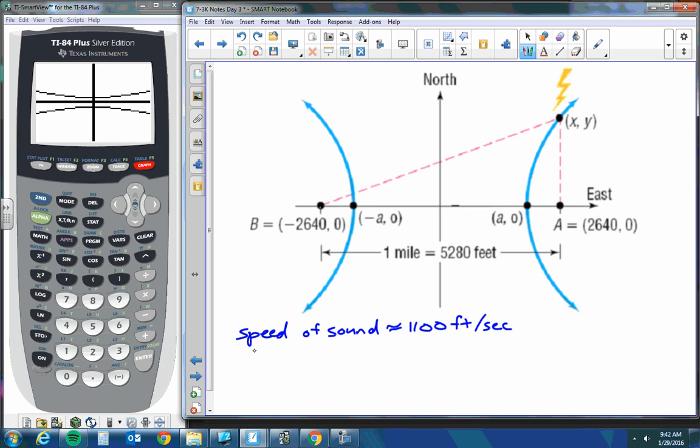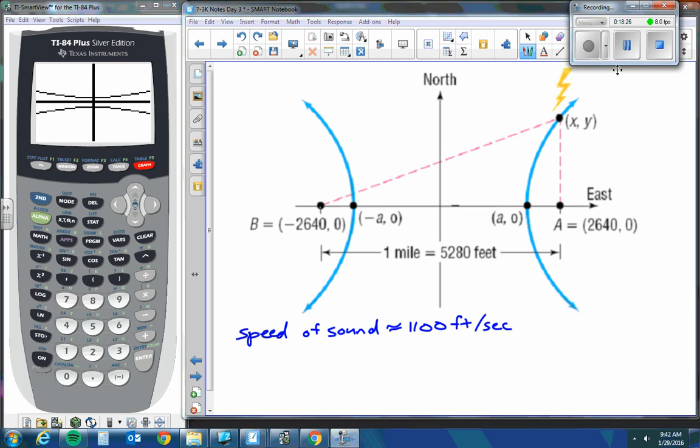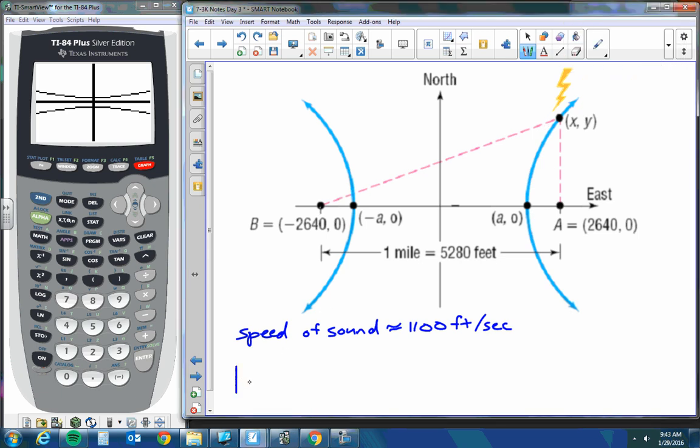Okay? So look at this. And by the way, it said it took 1 second longer to get this way. I'm saying it took a second longer for the sound to travel to this point than it did to this point, or the other way around. The thunder is traveling this way. So it took a second longer to get to here than it did to here. Now, write this down.